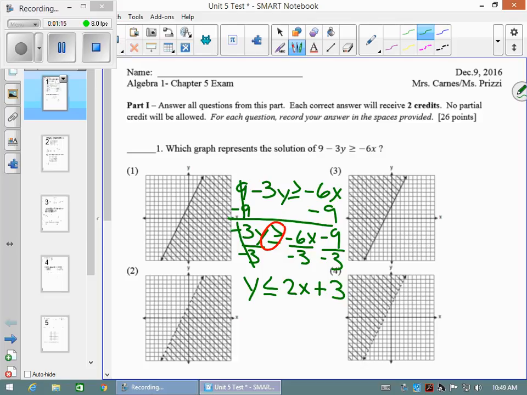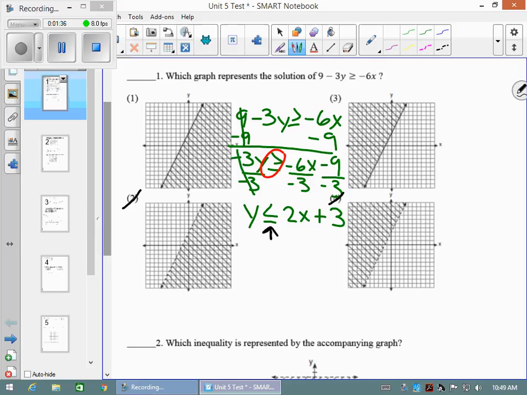So now I need to see which graph is correct. The first thing that you should do is look at them, and you see that you have a less than or equal to, so you know that you need to have a solid line. So we can get rid of choice 2 and choice 4 because those have dashed lines. Now to see which graph it is going to be, we can test the point 0, 0.